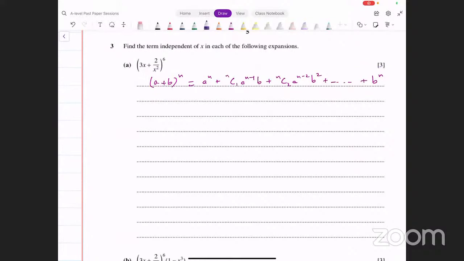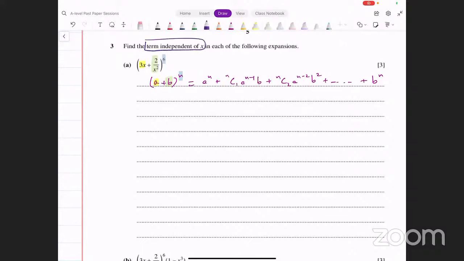Now let's compare the two. A की जगह पे क्या आ रहा है आपके पास? A की जगह पे you've got 3x, in place of b you've got 2 over x square, and in place of n we've got 6. अब क्या करना है सर? फॉर्मूला के अंदर वैल्यूज इनपुट कर देनी है. What do we want? अच्छा, उसने आपसे पूरा एक्सपैंड करने के लिए नहीं कहा, उसने कहा है फाइंड द टर्म इंडिपेंडेंट ऑफ x. आपको एक स्पेसिफिक टर्म चाहिए.